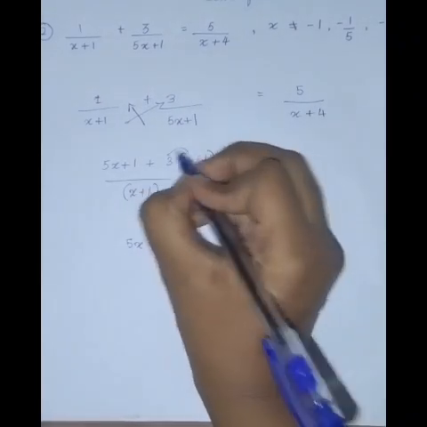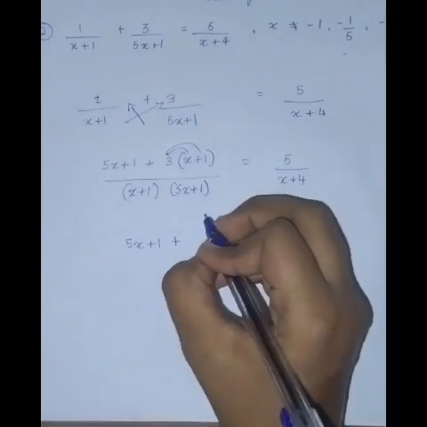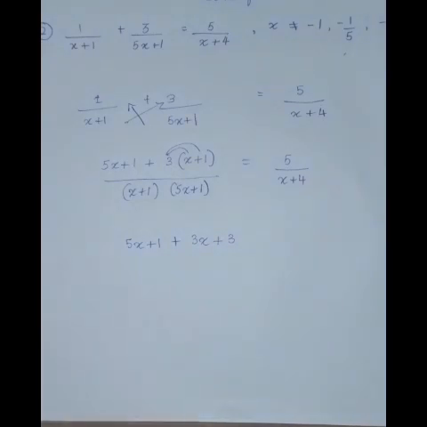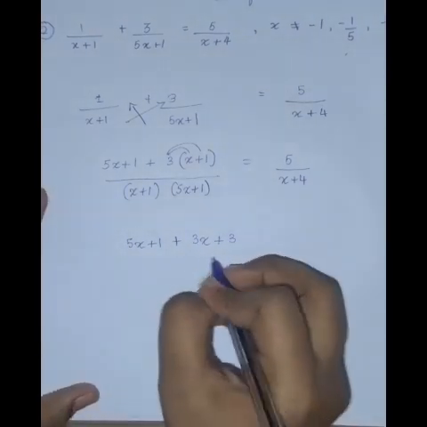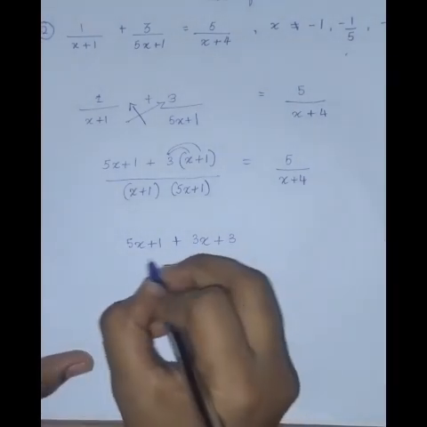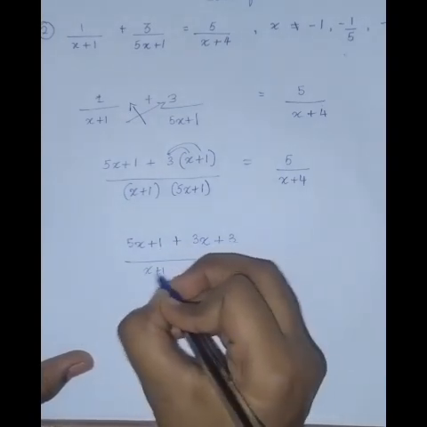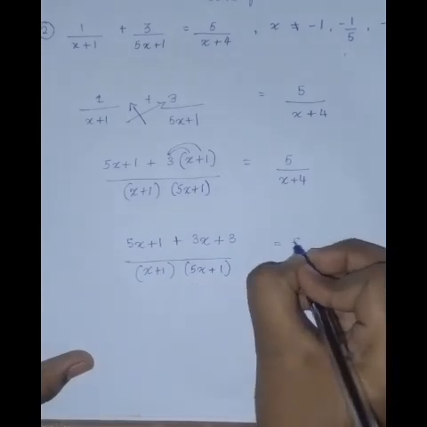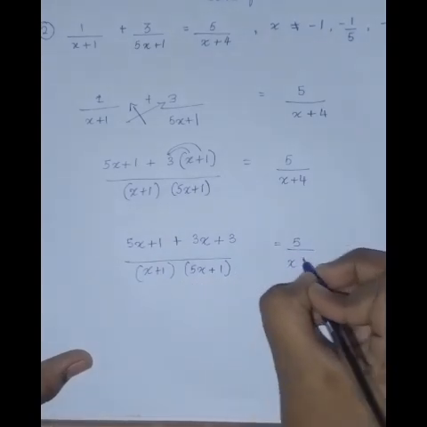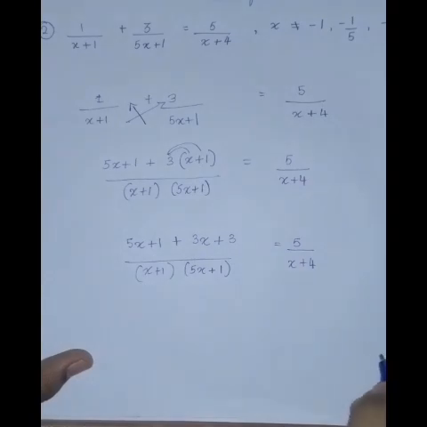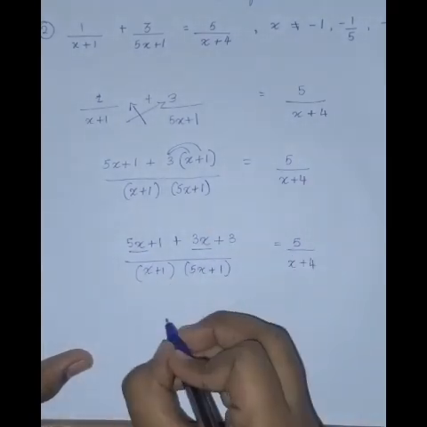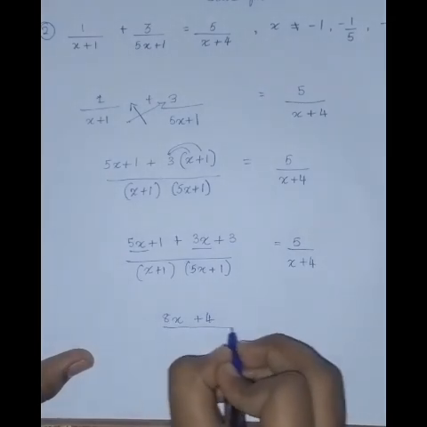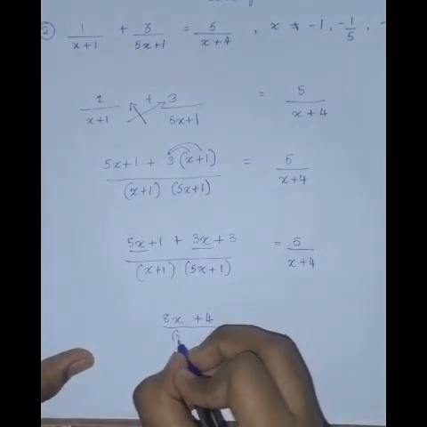Now we are going to multiply 3 inside. So we would get 3 into x as 3x and 3 into 1 as 3. Now we are going to add. So 5x plus 3x is equal to 8x and 3 plus 1 is equal to 4.